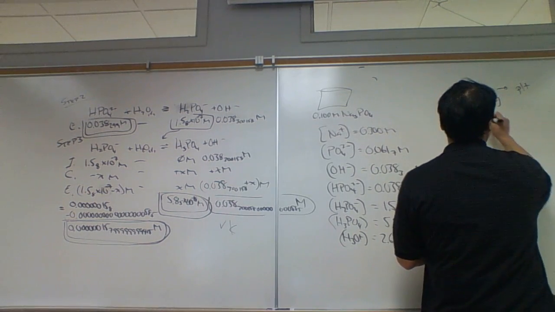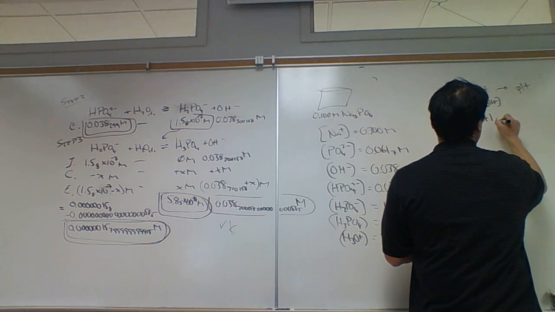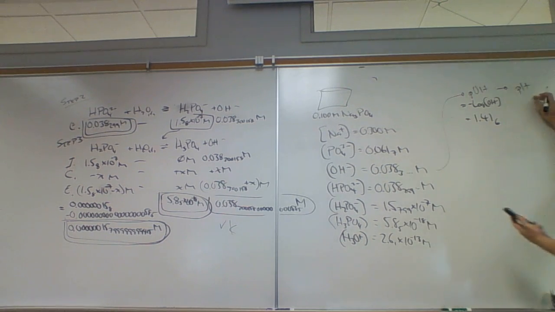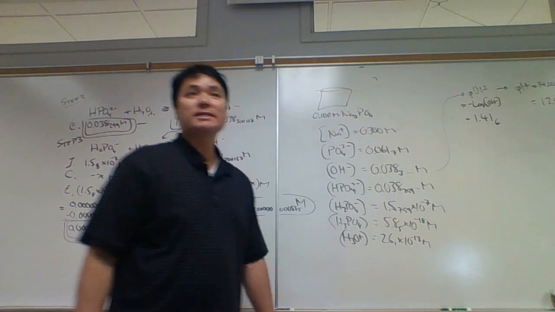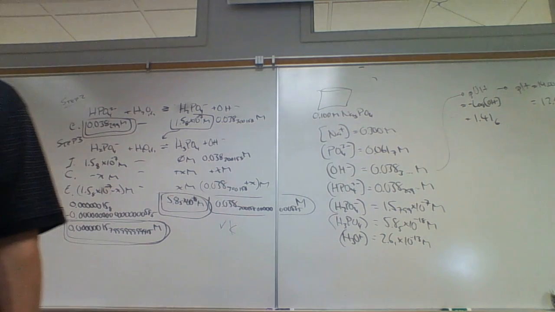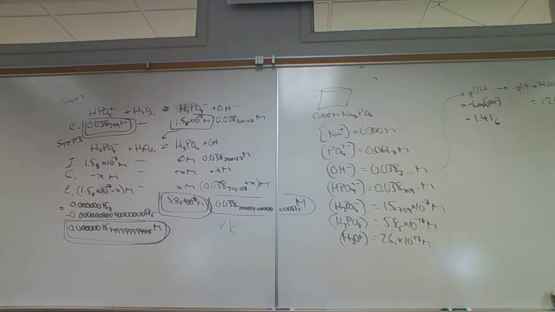1.416. And then the pH is just equal to 14.00 minus the pOH. And that gives us 12.583. And so pH at 12.583, which is pretty basic, right? I mean, it's really basic.